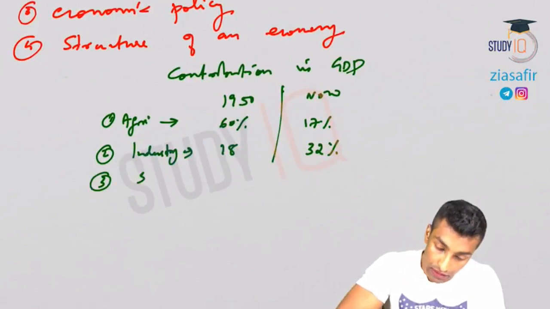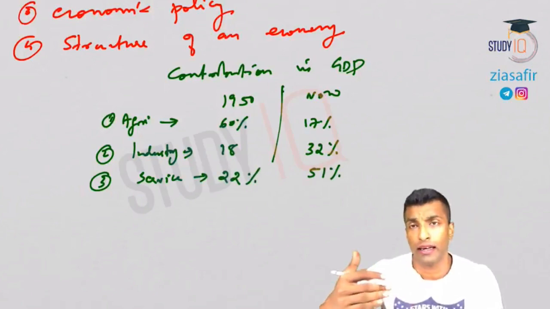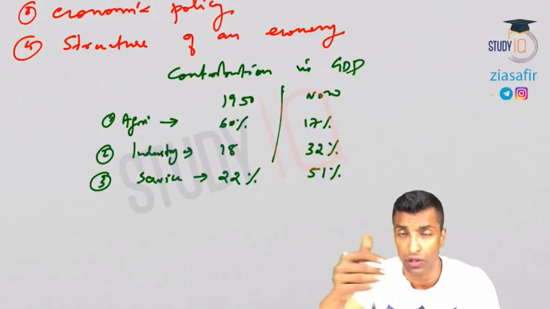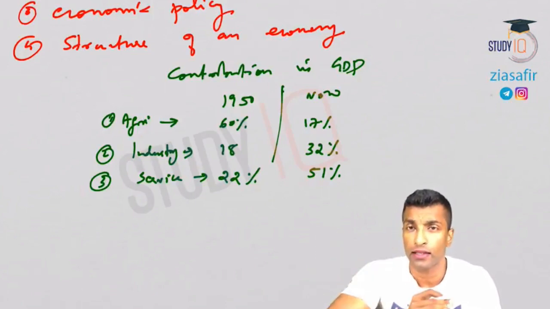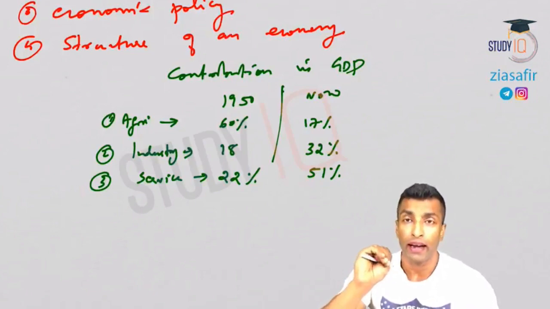Third one, services. It was 22% and it is now 51%, and it is actually increasing. Services is actually increasing, and agriculture is consistently decreasing. Without any doubt, you can tell that agriculture is consistently decreasing every year. And it has to happen.